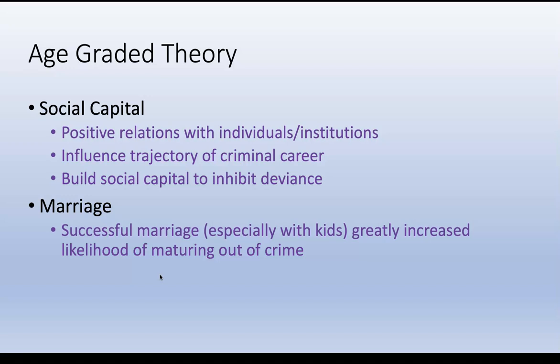Sampson and Laub said that marriage was the most important factor in increasing the likelihood of maturing out of crime. They specified a successful marriage, and a successful marriage, especially when there are kids involved, majorly increases the likelihood of desistance. This is because marriage provides structure, and it decreases opportunities, because you can't always be out with the boys or always getting into trouble when you're married and have responsibilities, and you can't be out socializing with your delinquent peers. It also gives you a sense of belonging and responsibility, because now you're part of a family and they depend on you.